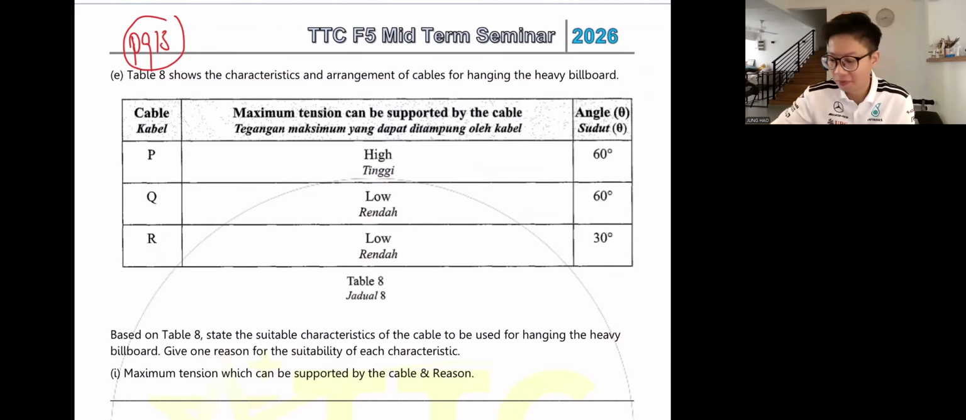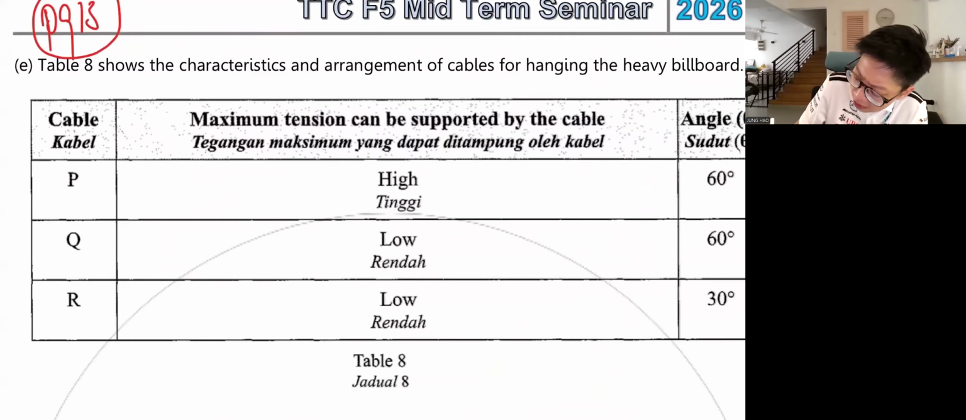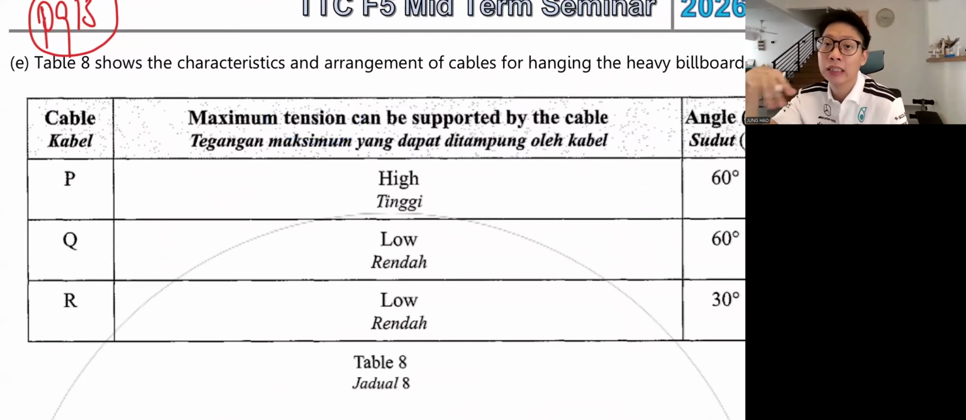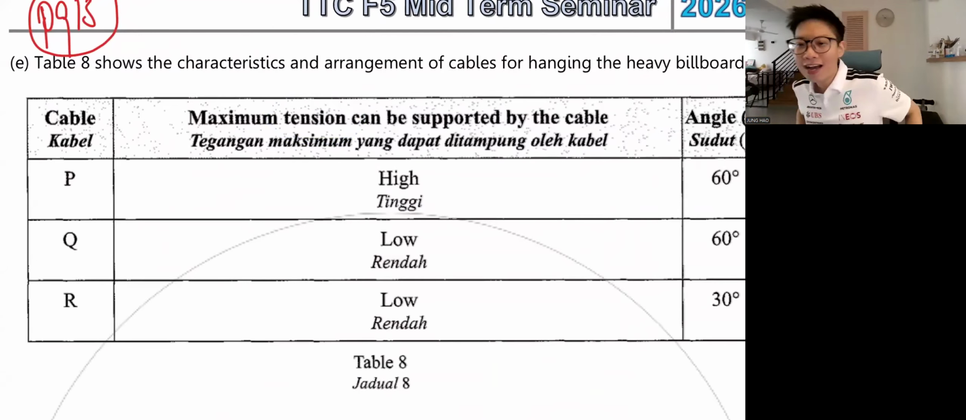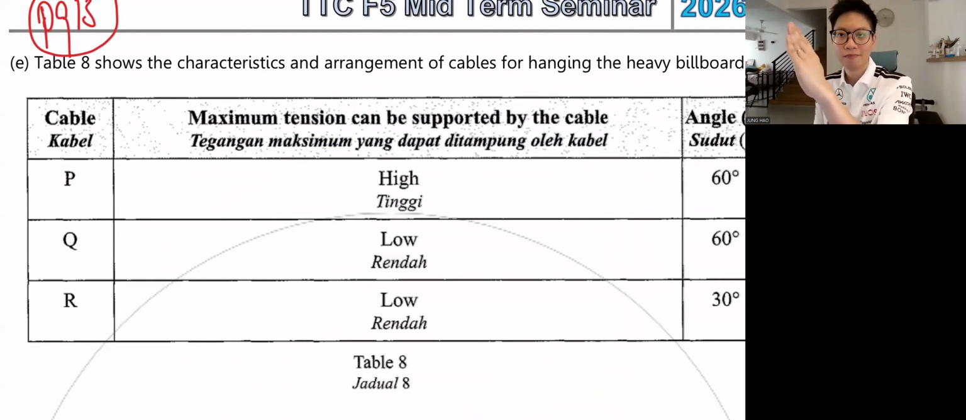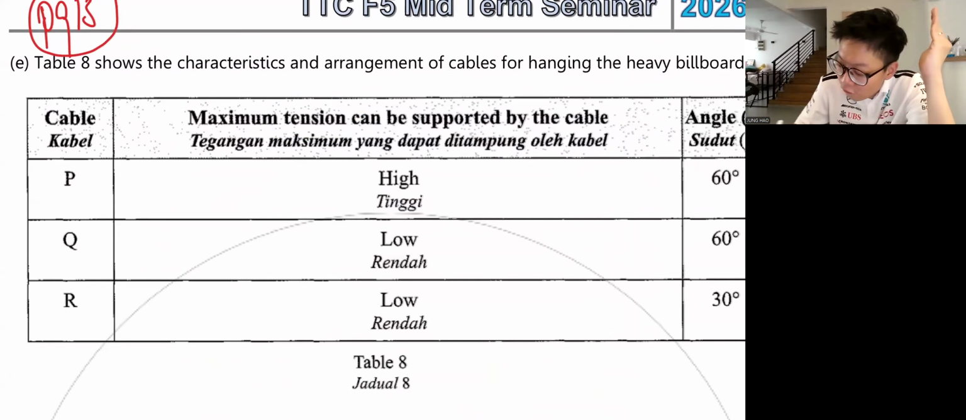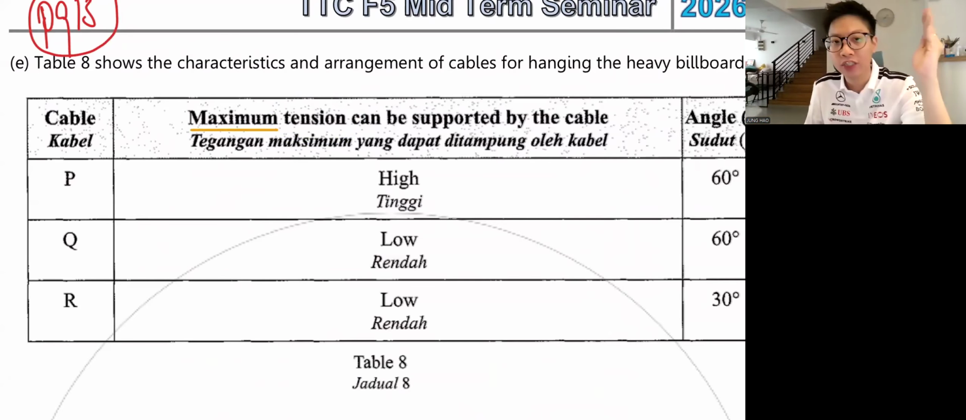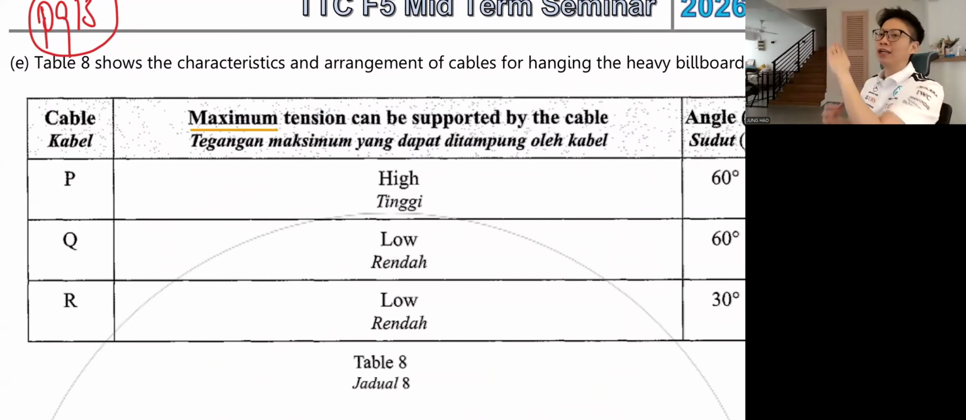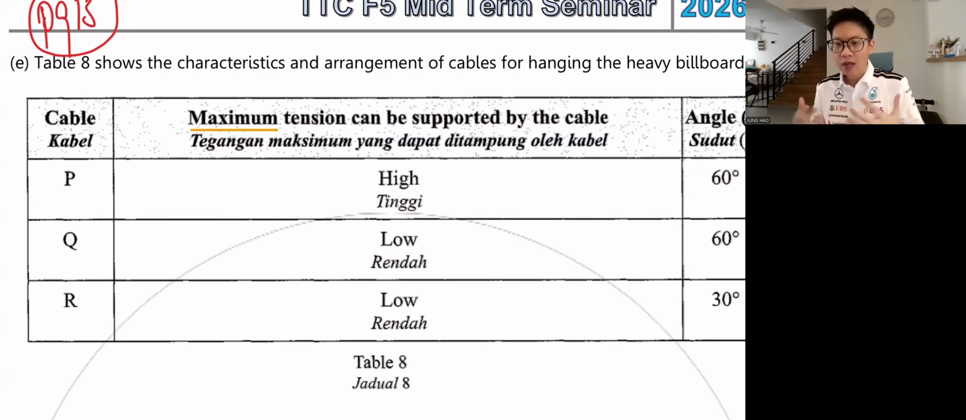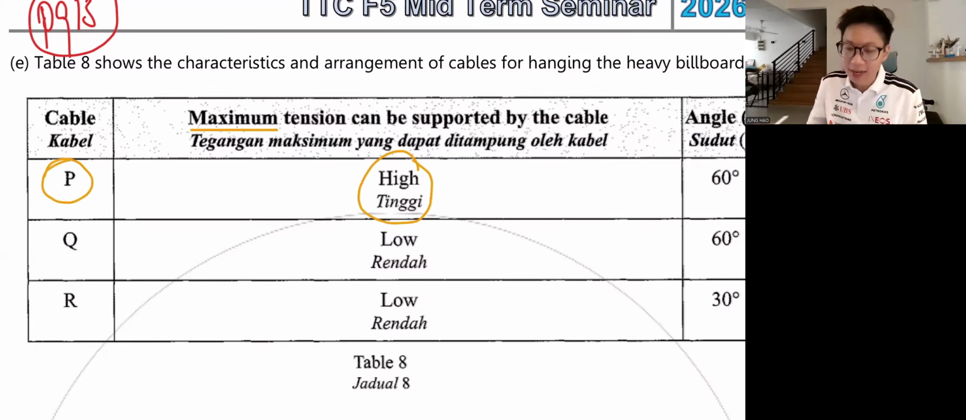Some people say, teacher, especially if you talk more often in Mandarin, they'll ask, teacher, I thought tension must be smaller, better. Remember, guys, if I ask you the tension in the rope, you want high or low? We want it to be lower, correct? But the problem here is this is asking you for the maximum tension. So if I'm asking you for the maximum tension, you will need to tell me what is the maximum that it can tahan. So obviously you want it to tahan higher. So the answer is P, guys.